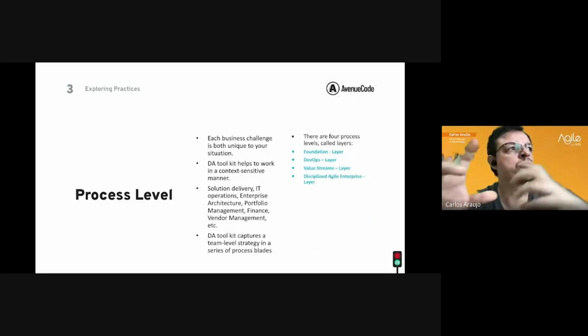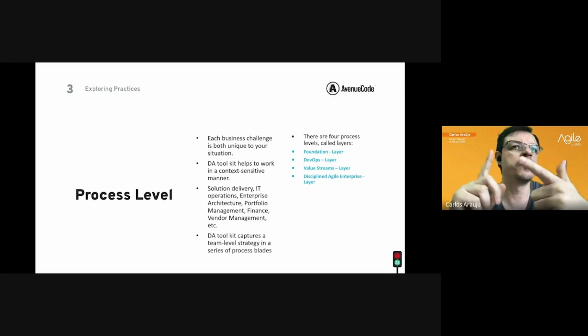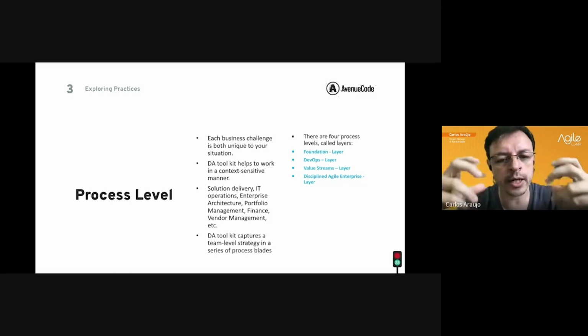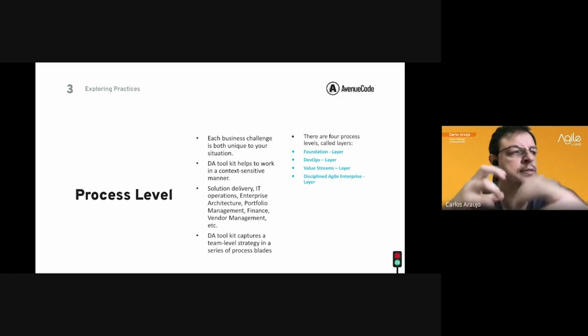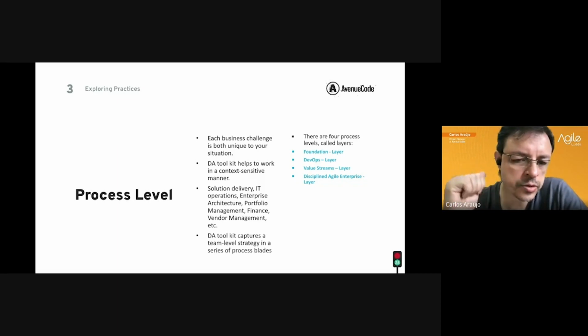Following here, the goal-driven approach goes through the process level. Each business challenge is unique to your situation. Again, companies, people, needs are unique. They are different from each other. So here is the challenge we face and the process starts to work for us, to help us to take a decision like Ademir told you before. The DA toolkit helps you to work in a context-sensitive manner. Solution delivery, IT operations, enterprise architecture, portfolio management, finance, vendor management, all of these are the types of solutions we can work with for different needs.